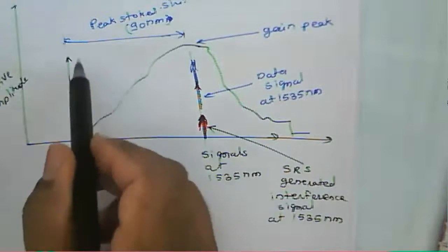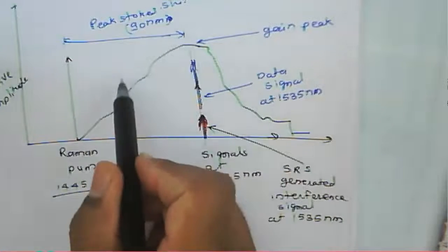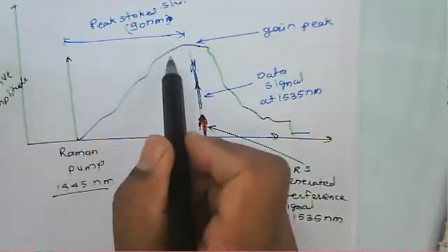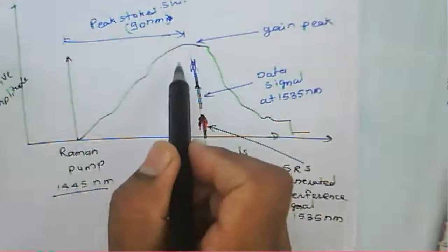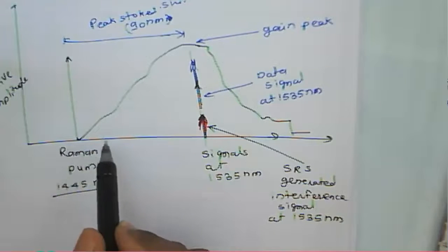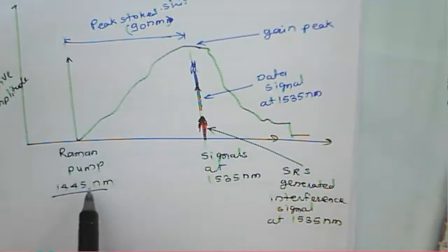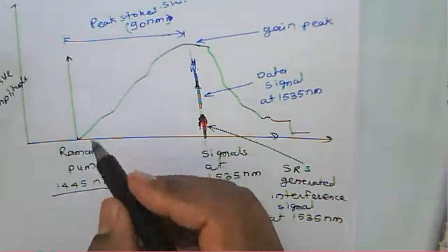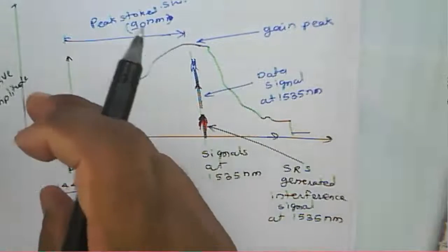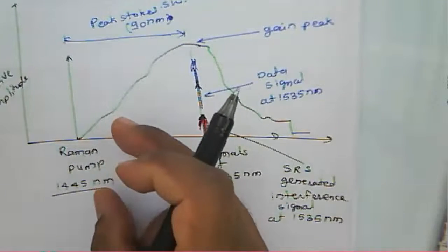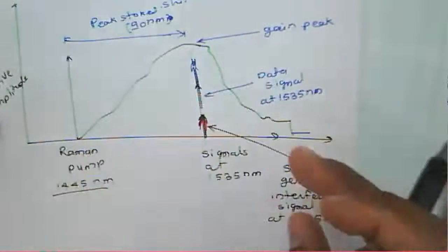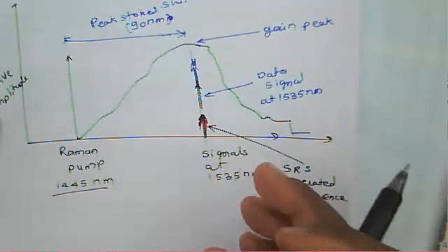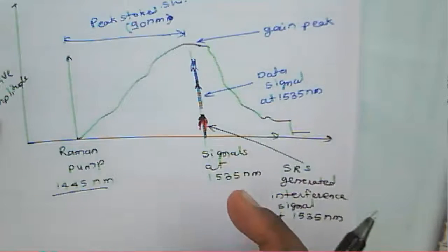The gain peak is about 1535 nanometer, which is a peak away from the Raman pump at 1445 nanometer. That's why the Raman amplifier works with stimulated Raman scattering that occurs at that particular wavelength.